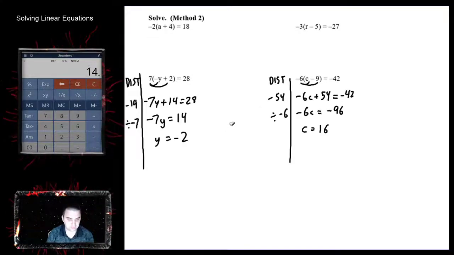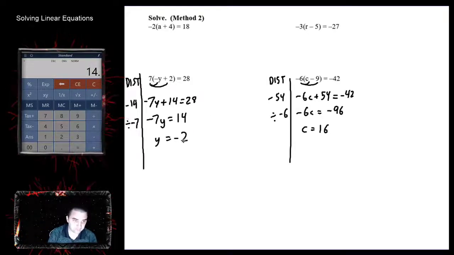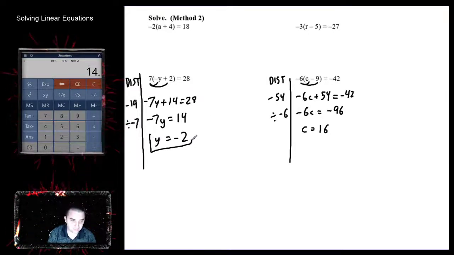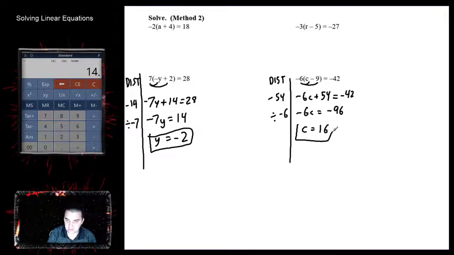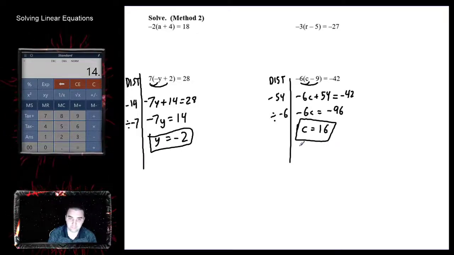Here are the answers. Is that what you got? Y is equal to minus 2. C is equal to 16. Hopefully it is.